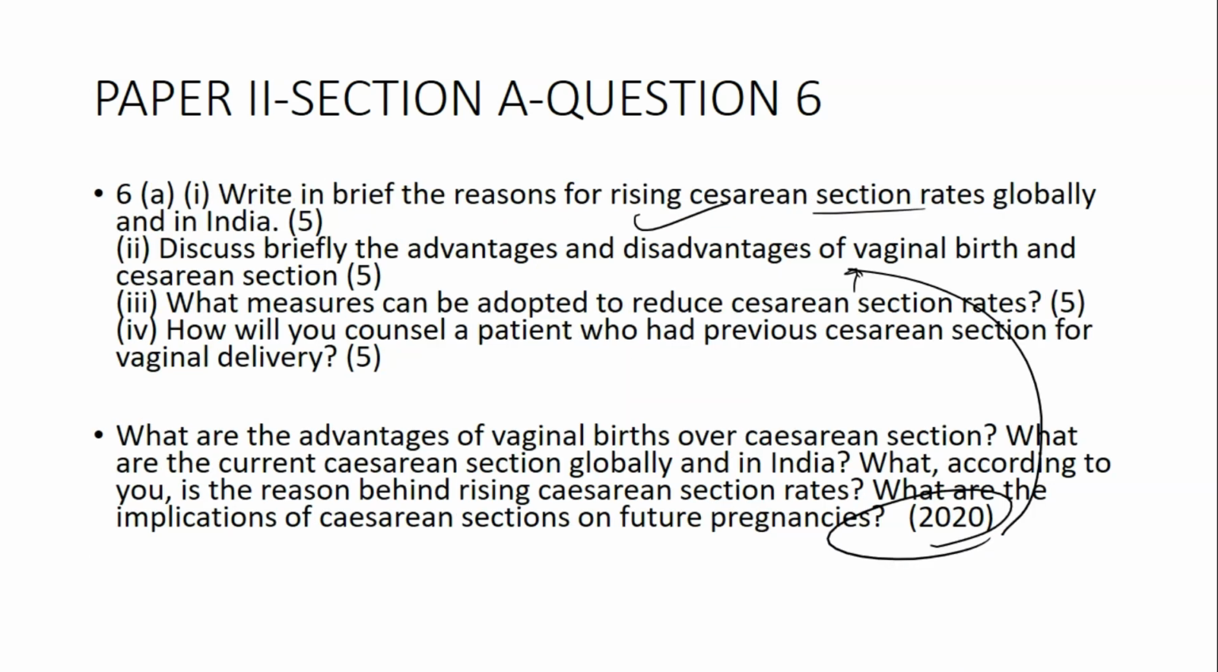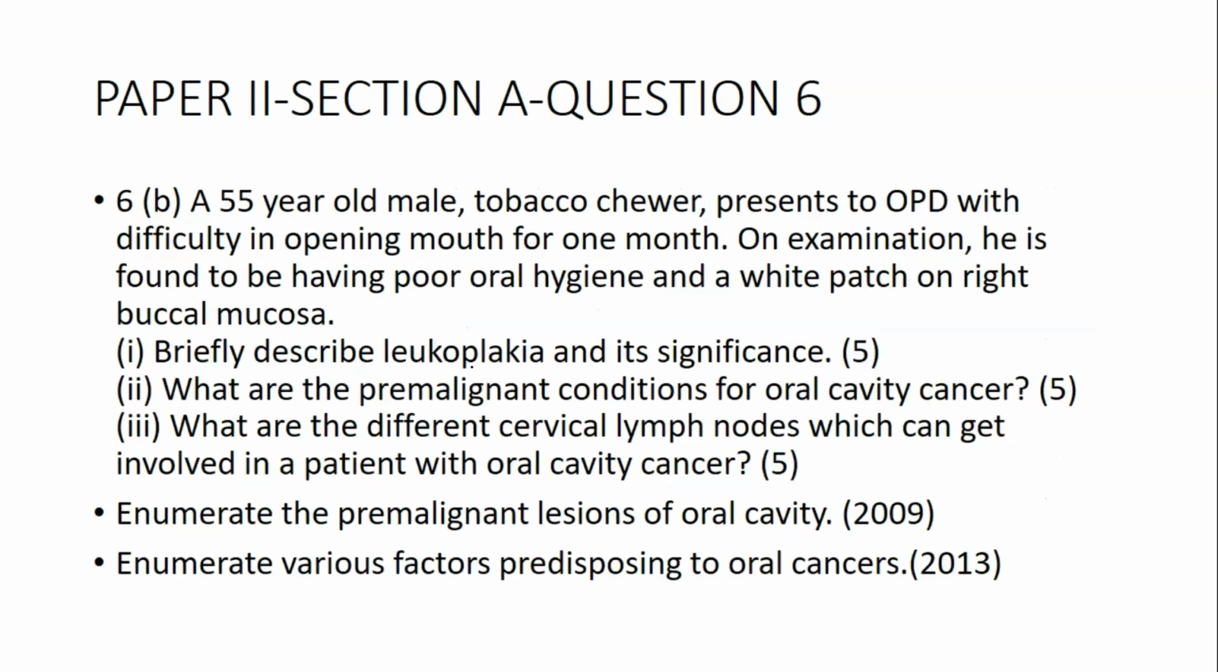Reasons for rising cesarean section rate. What are the advantages and disadvantages of vaginal birth? What measures can be adopted to reduce cesarean section rate? How do you counsel a patient who had previous cesarean section for vaginal delivery, that is VBAC? Okay, the VBAC topic is also discussed in detail with us.